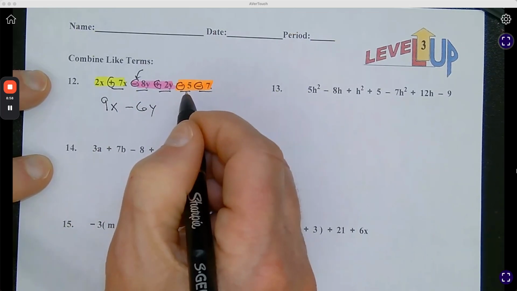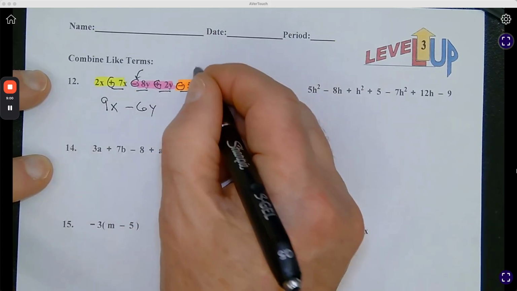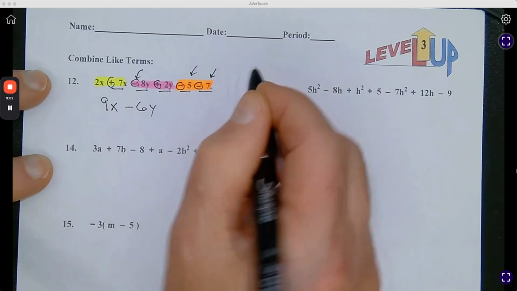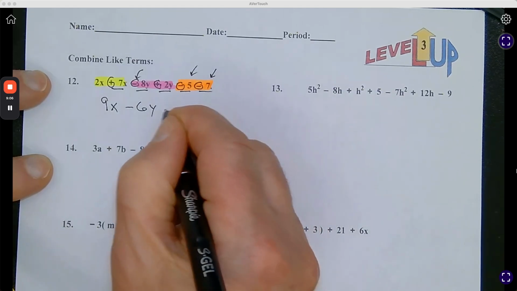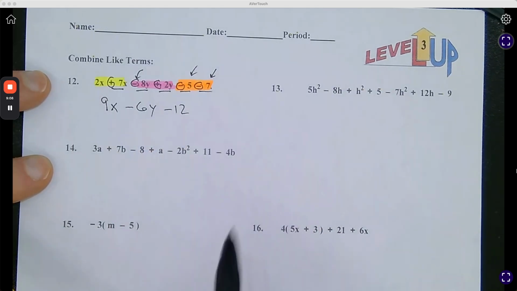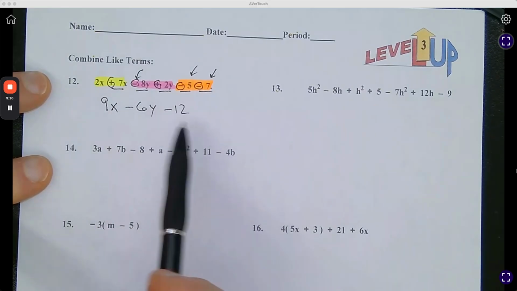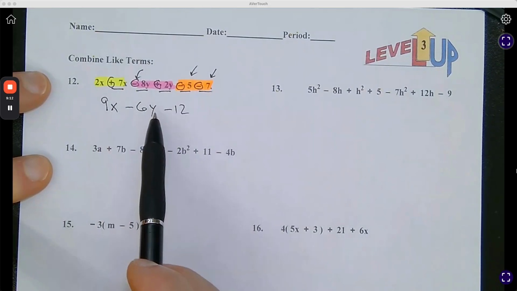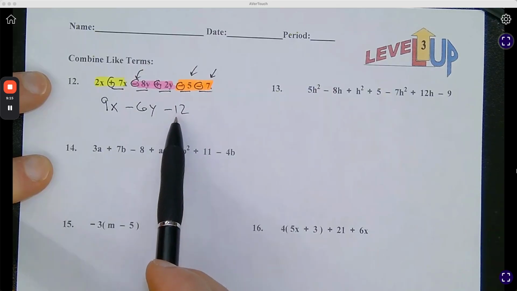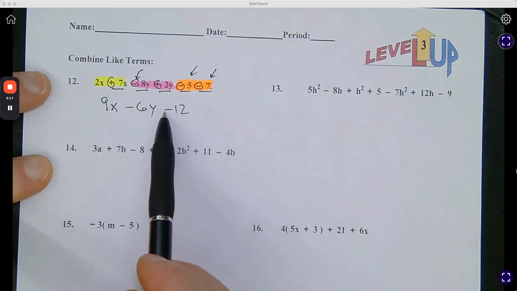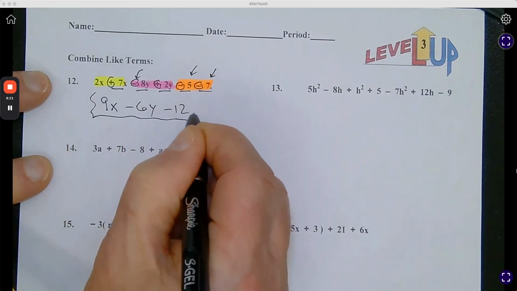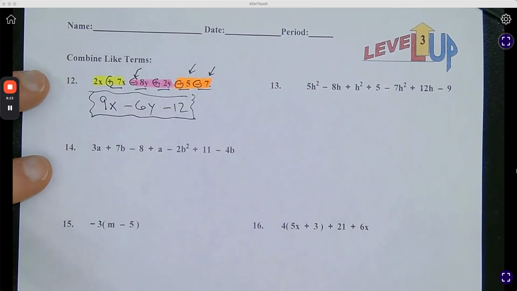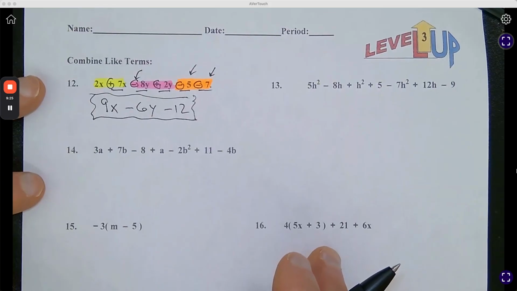And then negative 5 minus 7, right? You borrowed $5, then you borrowed 7 more. How much do you owe me? You owe me 12. Very good. Your final answer should be in alphabetical order. X comes before Y in the alphabet, and constant terms, things that don't have a category, always go last. Good job.